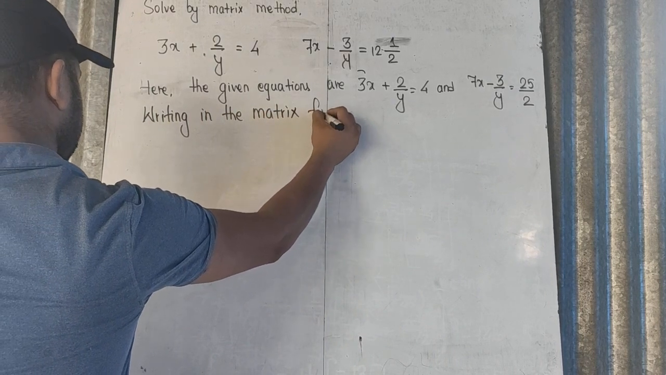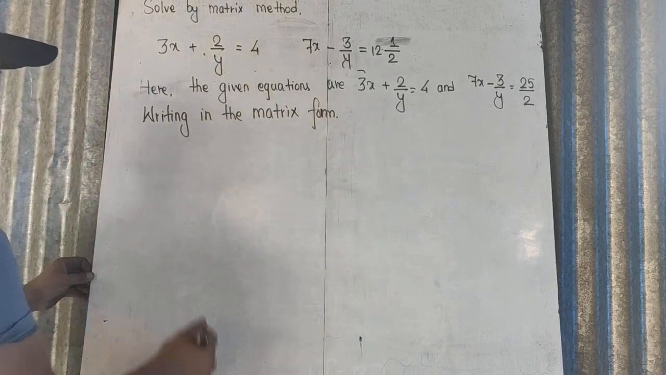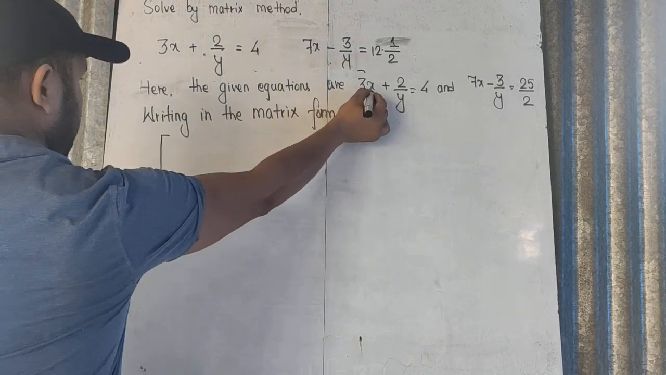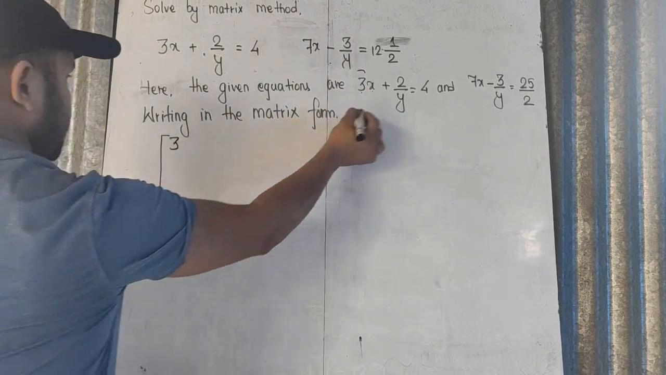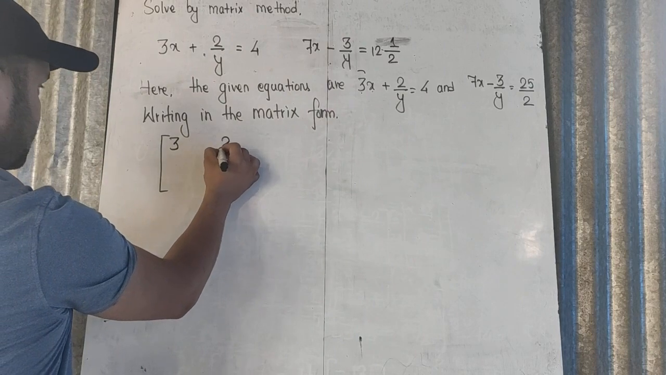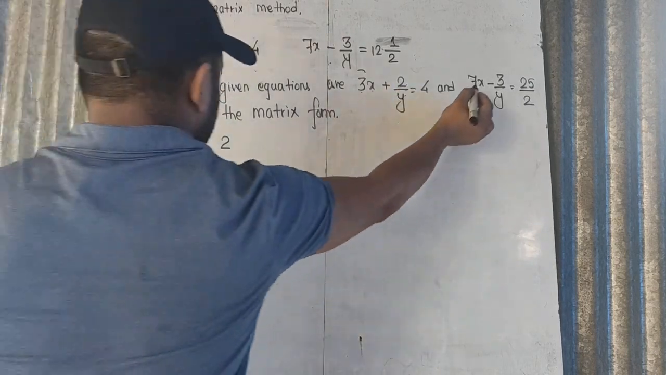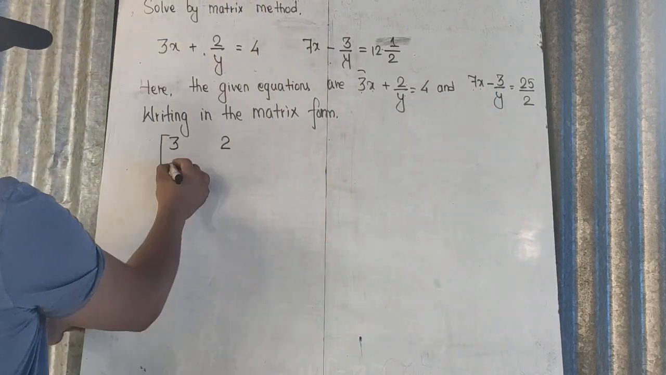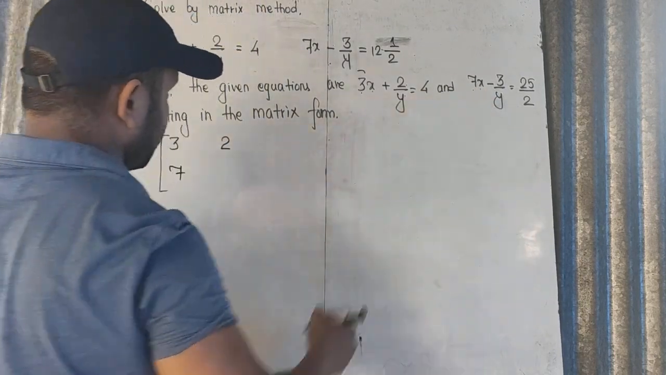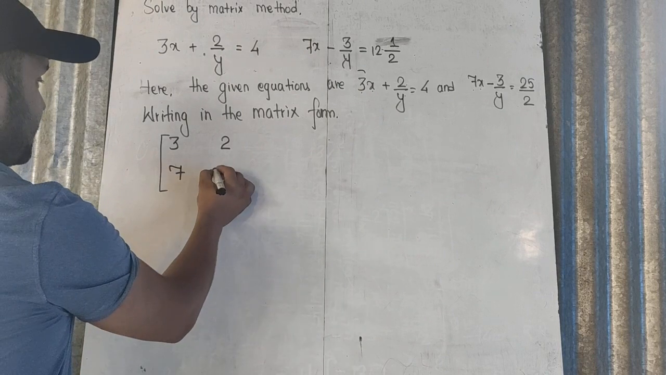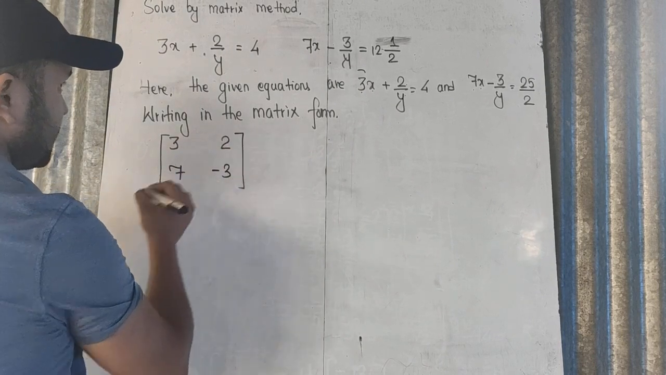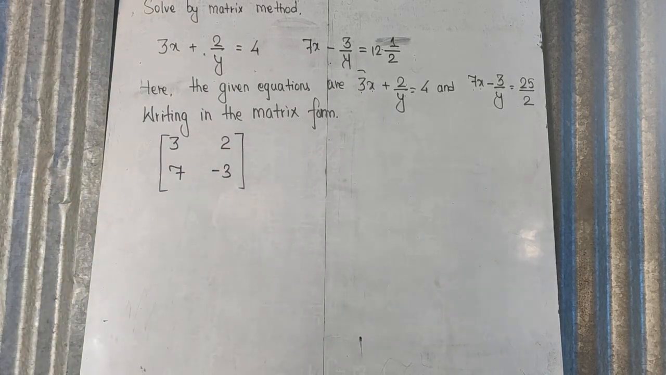We're writing this in a matrix form. So when you write this in a matrix form, we get like this. The coefficient of x here is 3. The coefficient of 1 by y here is 2. The coefficient of x here is 7. And the coefficient of 1 by y here is minus 3. So this is matrix X.